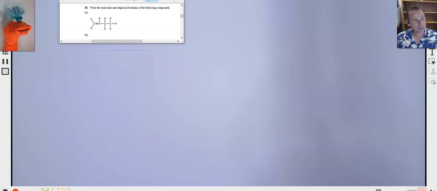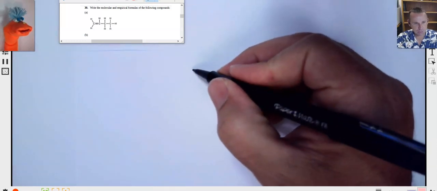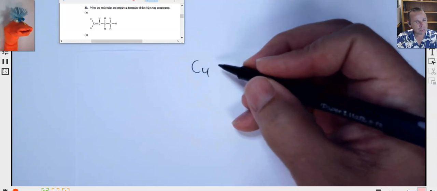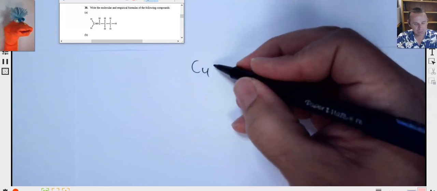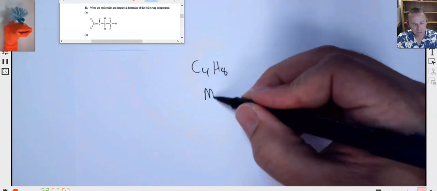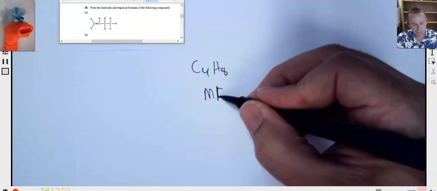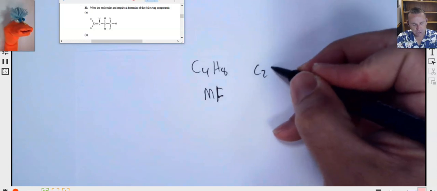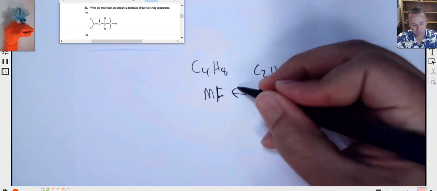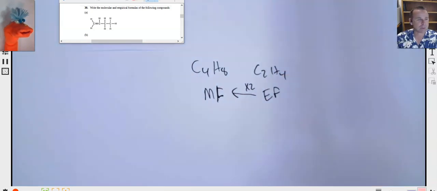All right, so the molecular and empirical formula for this compound here. What do you think, Fred? It's got 4 carbons and 6 hydrogens. I think there's more than 6, isn't there? C4, was it 8? 1, 2, 3, 4, 5, 6, 7, 8. Yeah, C4H8. So this is our molecular formula, and our empirical formula is going to be half that, C2H4, with a multiplier of 2. Very good.